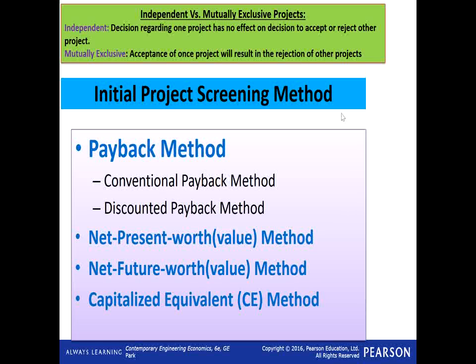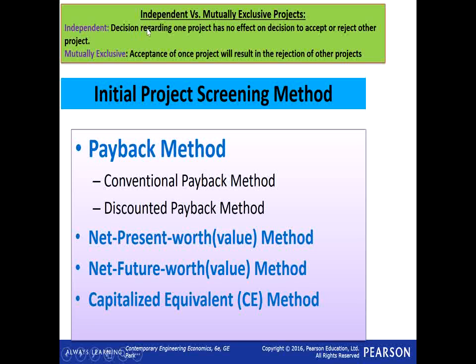Now, in this chapter we are also looking at project screening methods. What are independent and mutually exclusive projects? In our life, we have independent projects, meaning if you select one project, it has no effect on accepting or rejecting the other project. This is what we call independent in statistics, right? Maybe you have studied independent variables in probability. It has the same concept, right?